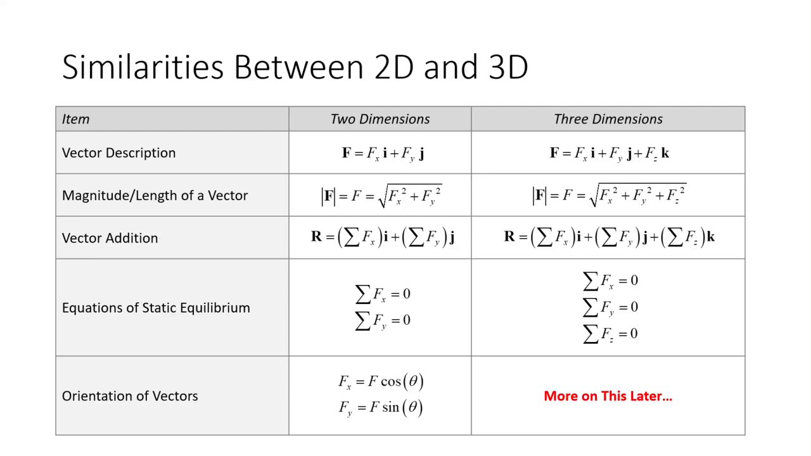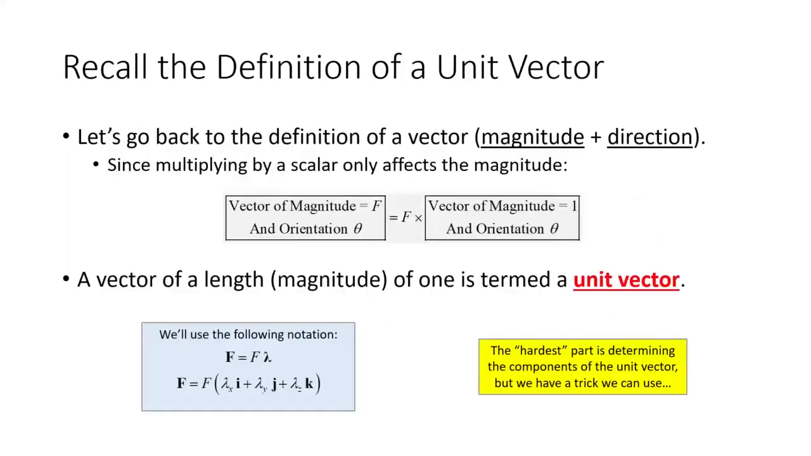Okay. Now, what does get a little different is expressing orientations in 3D. We do it a little bit differently, but it's actually a lot more systematic. It's really easier than you would think. But I don't want to information overload you. We'll do more on that later.